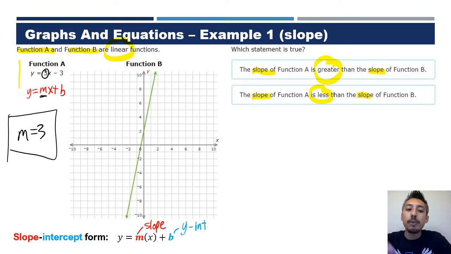In order to find the slope for this graph for function B, we need to remember what slope means. So yes, slope is m in slope-intercept form, but slope is also the same thing as saying rate of change. And we know that that's equal to the change of y over the change of x. Rate of change, slope, they're the same thing, change of y over change of x.